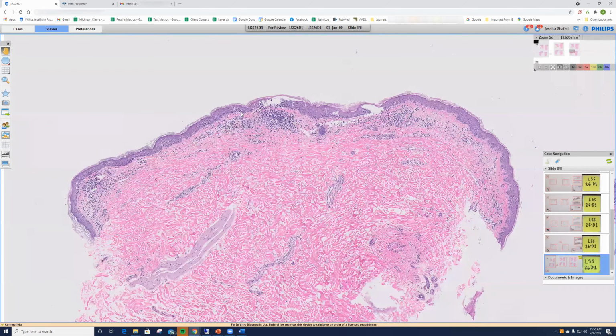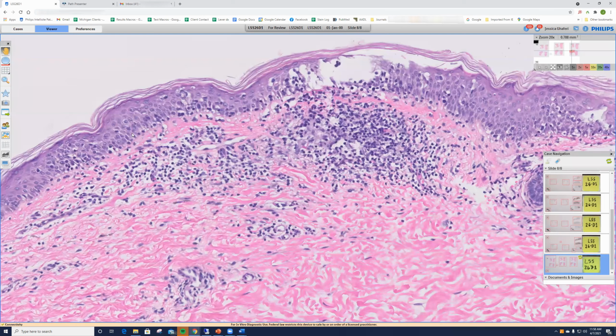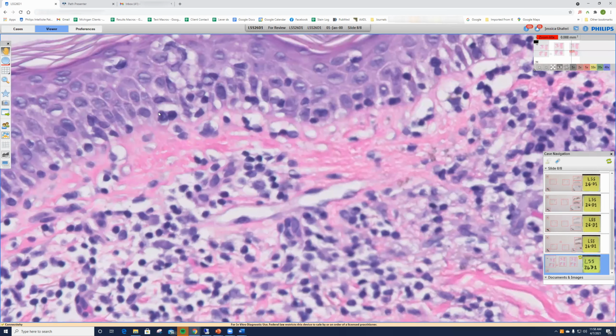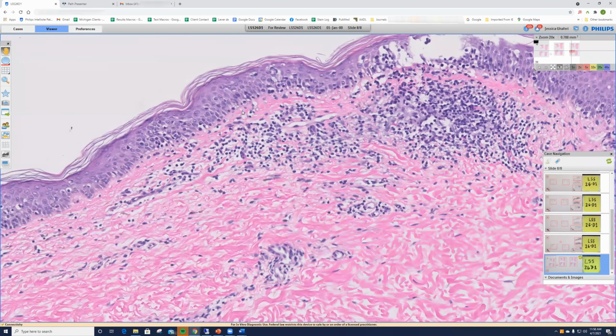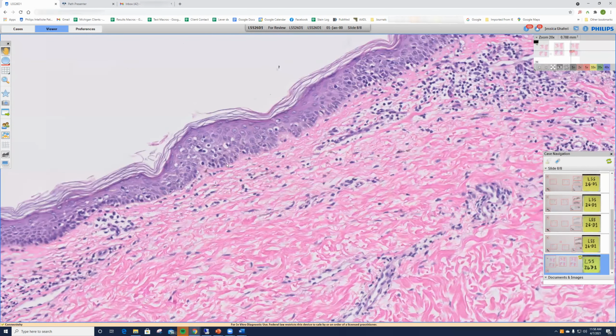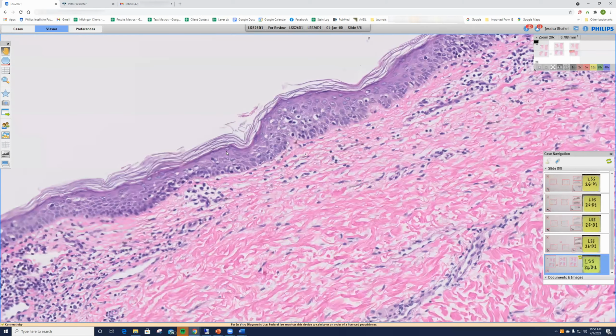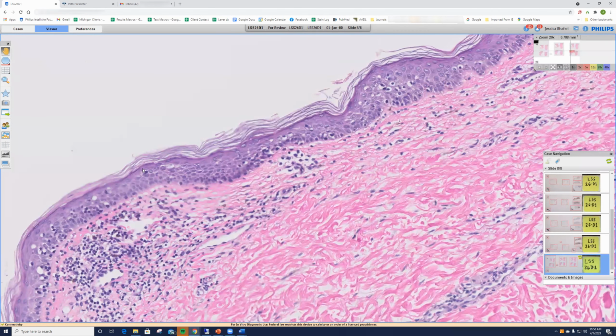So from very low power, this might just look like a spongiotic dermatitis or a perivascular dermatitis. But what we see is the lymphocytes peppering at the DEJ, and they're lining up here. And if we go in a little closer, you can see that a few of the lymphocytes have a darker nucleus or a little bit of nuclear hyperchromasia. We start to see a few little collections of these hyperchromatic lymphocytes in the epidermis.